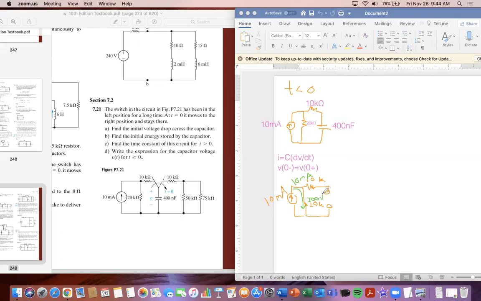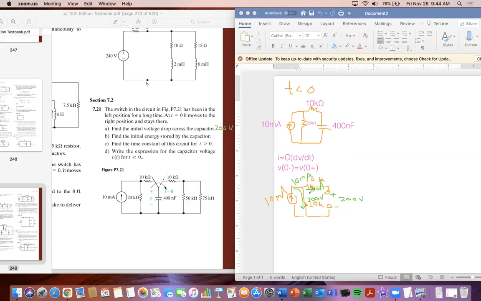And since we know there's no current going through this right-hand side here, this is 0 amps, there's no voltage drop across the 10K. So therefore, all the voltage drop must be across this capacitor. And so that means the 200 volts must be across this capacitor. And so what we know is the initial voltage drop is 200 volts here.